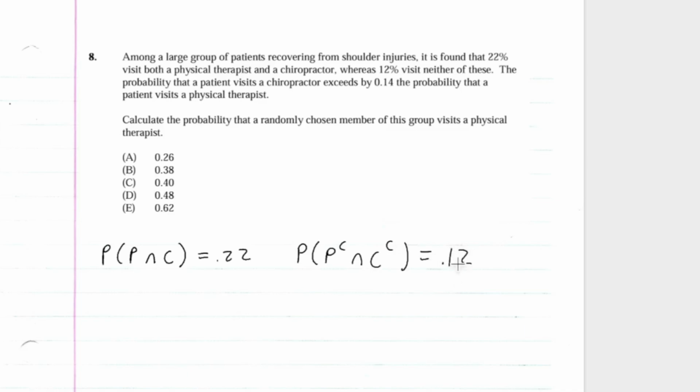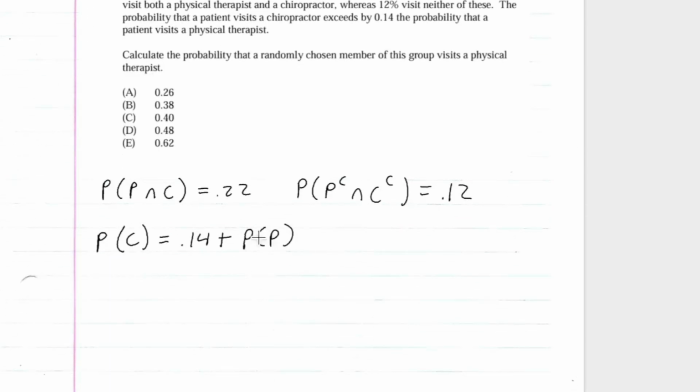The probability that a patient visits a chiropractor exceeds by 0.14 the probability that a patient visits a physical therapist. So it's 0.14 plus the probability that they visit a physical therapist. Okay. Calculate the probability that a randomly chosen member of this group visits a physical therapist.